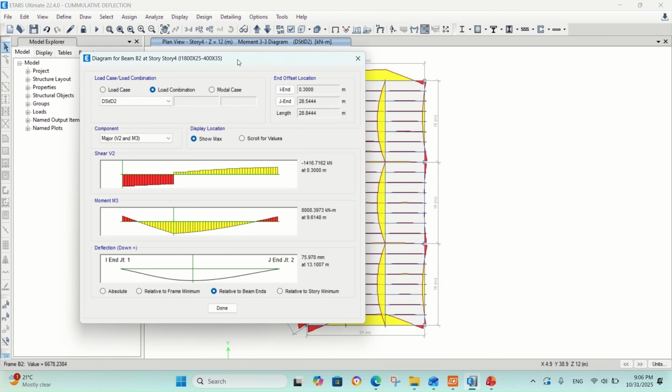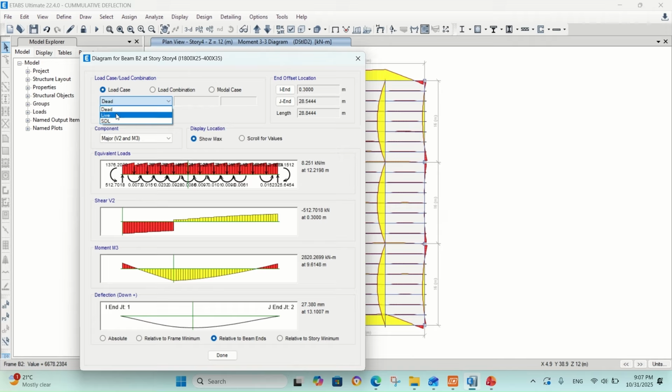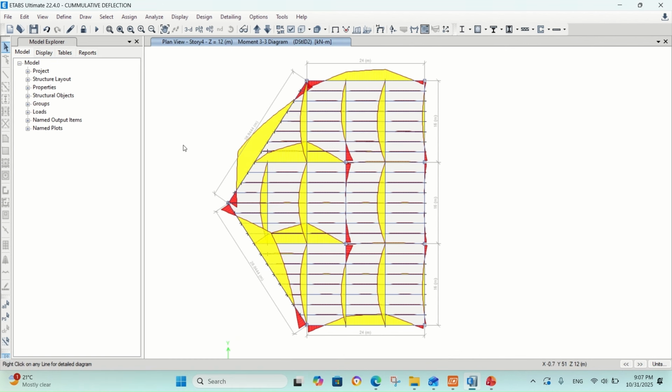For example, this beam is 28.84 meter and the deflection under dead plus live load is around 76 millimeter. However, the allowable deflection for this beam is 120 millimeters. So we divide the length over 240, and for sure we need to check deflection under live load. We divide the length over 360. So as we can see, all members are passing strength and deflection requirements, but this is not the case.